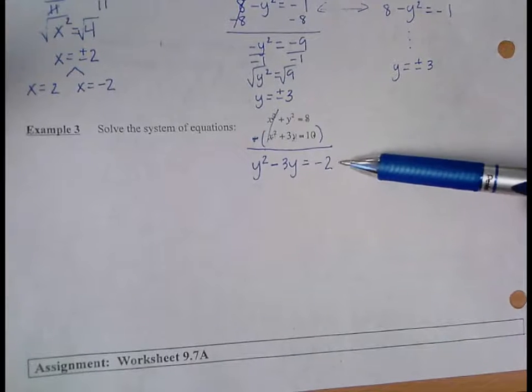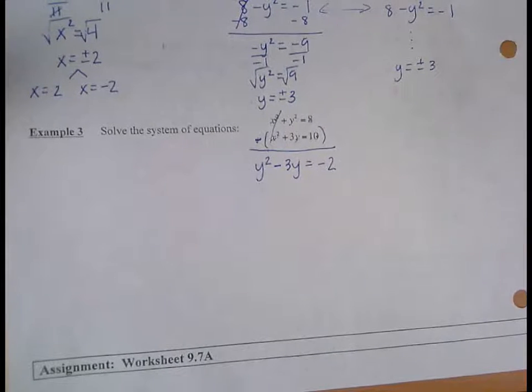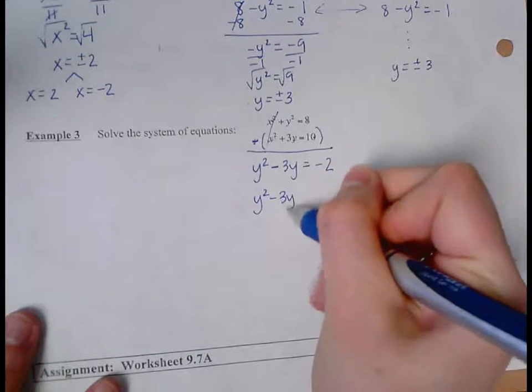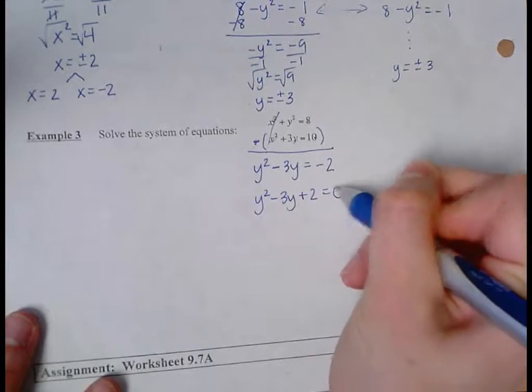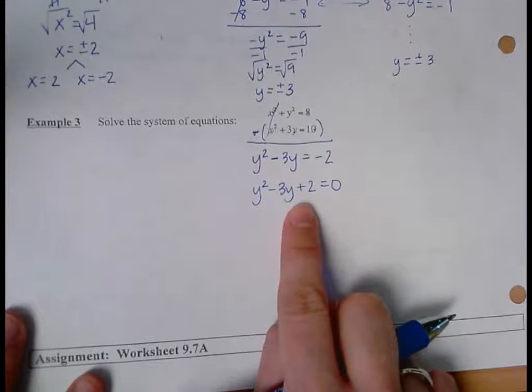So what type of equation is this? It is quadratic. I could write it as a trinomial. I could add 2 to both sides. So y squared minus 3y plus 2 equals 0. How would I solve this then for y?